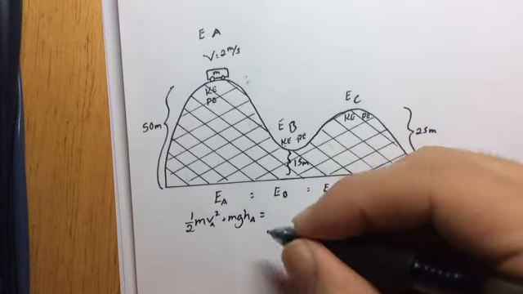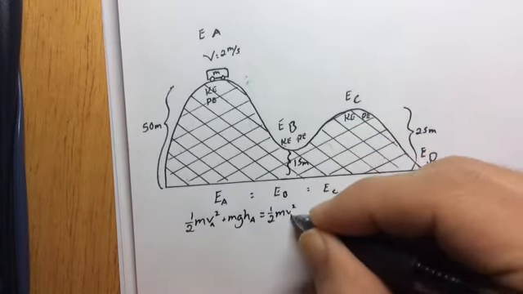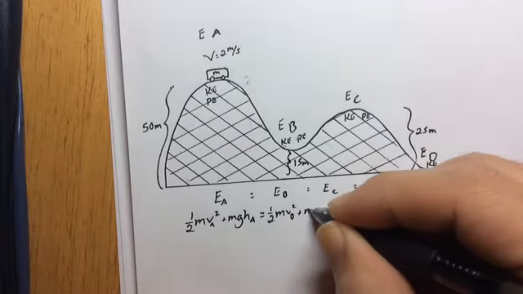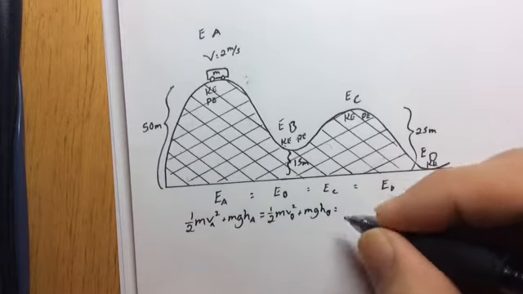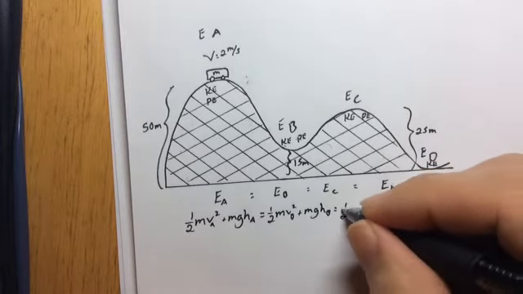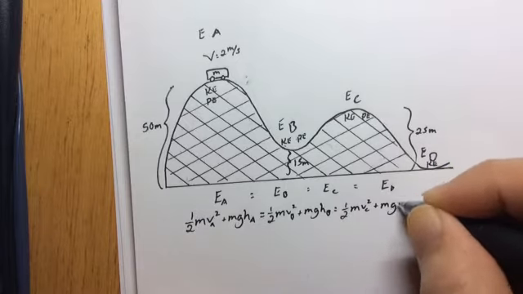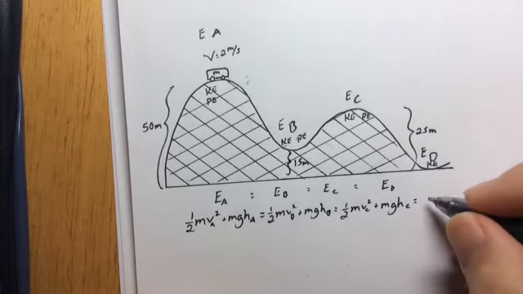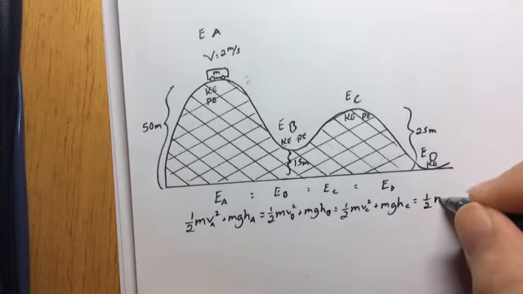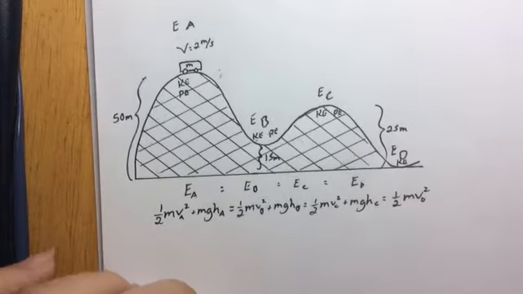At B, we have 2 types: 1/2 mv squared at B and mgh at B. At point C, we have the exact same thing: 1/2 mv squared at C plus mgh at C. And lastly, we have point D, where our energy is just kinetic. We've lost all of our potential. And there we go. All right.